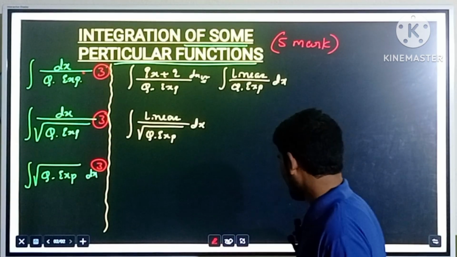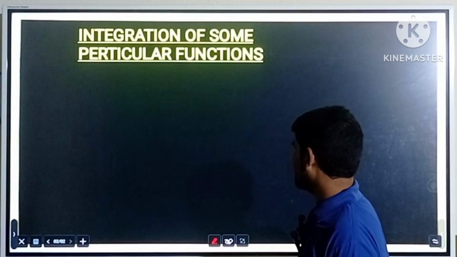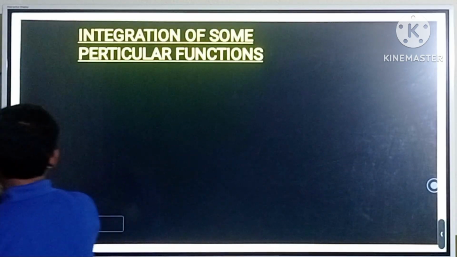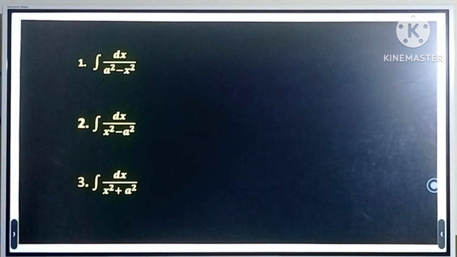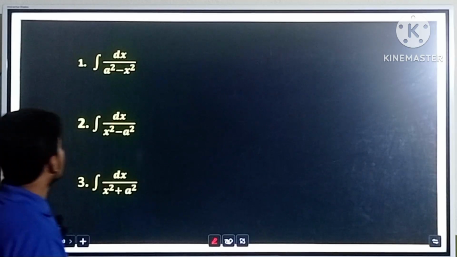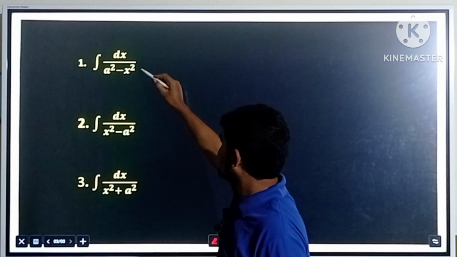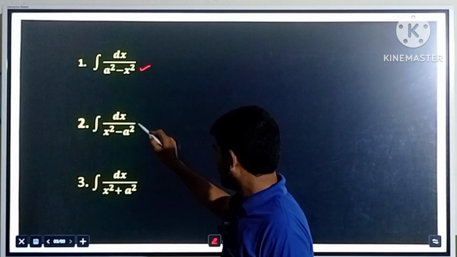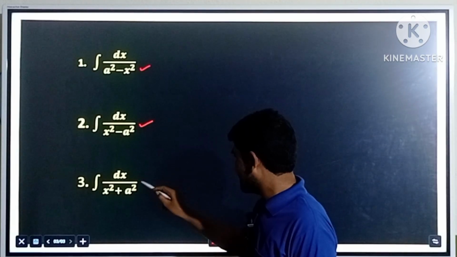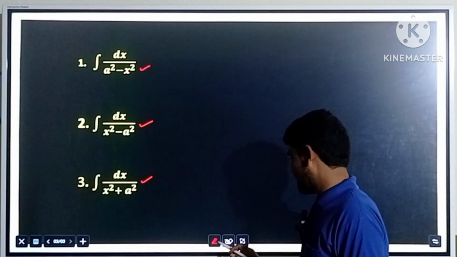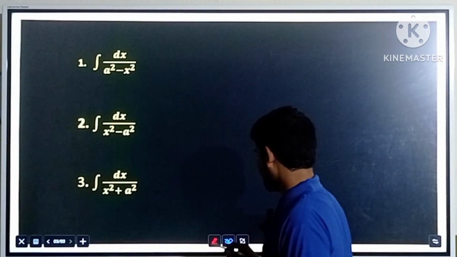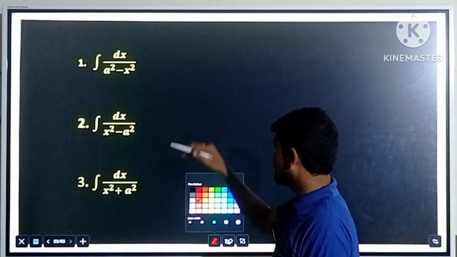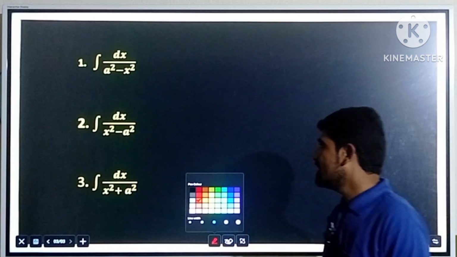The first three subformats of the particular functions are, see here, here I have written the first three particular function formats: the first one is integration of dx divided by quadratic, and also the second and third, integration of dx divided by quadratic. So now firstly I am going to write the formulas of these particular function formats, and then I go for the proof of that.